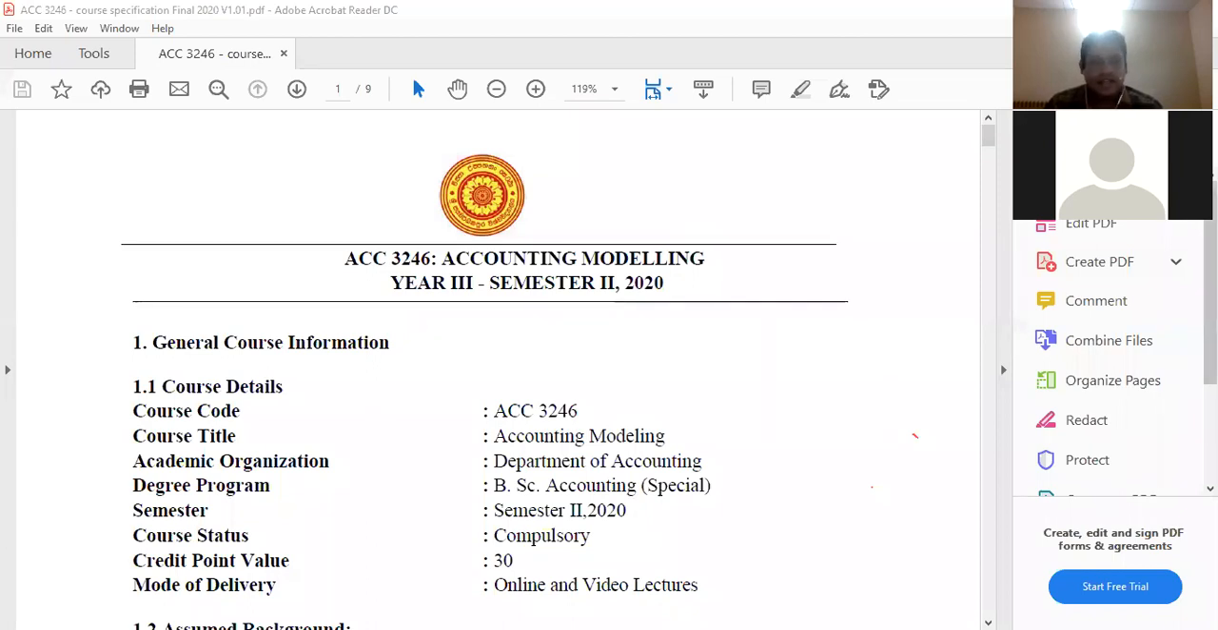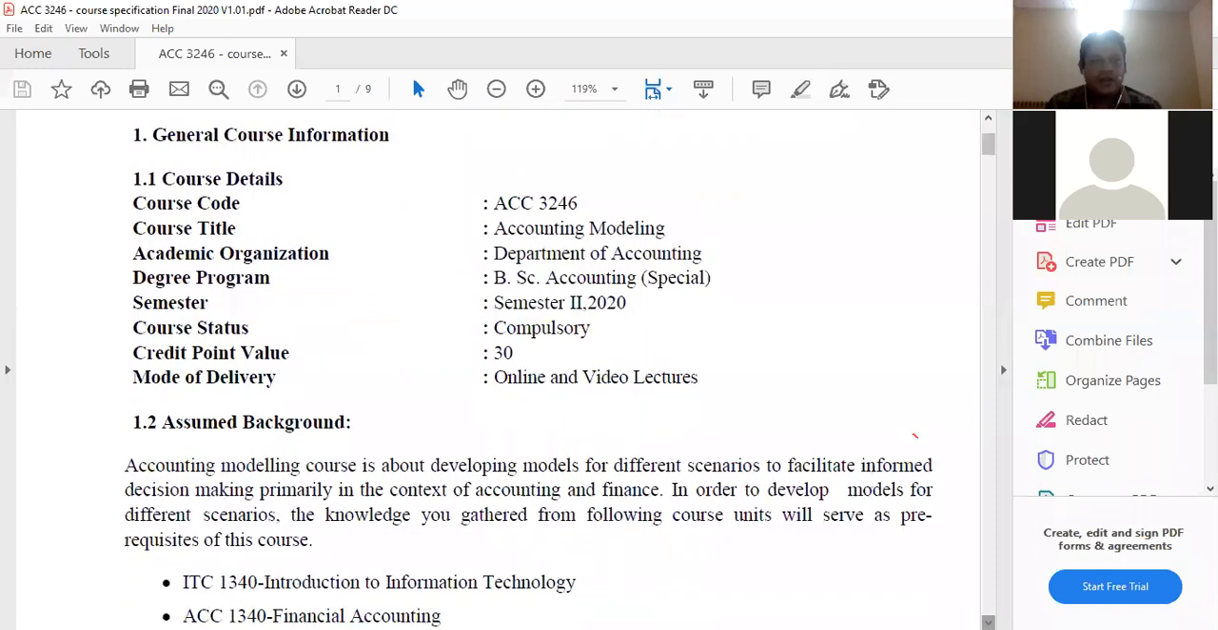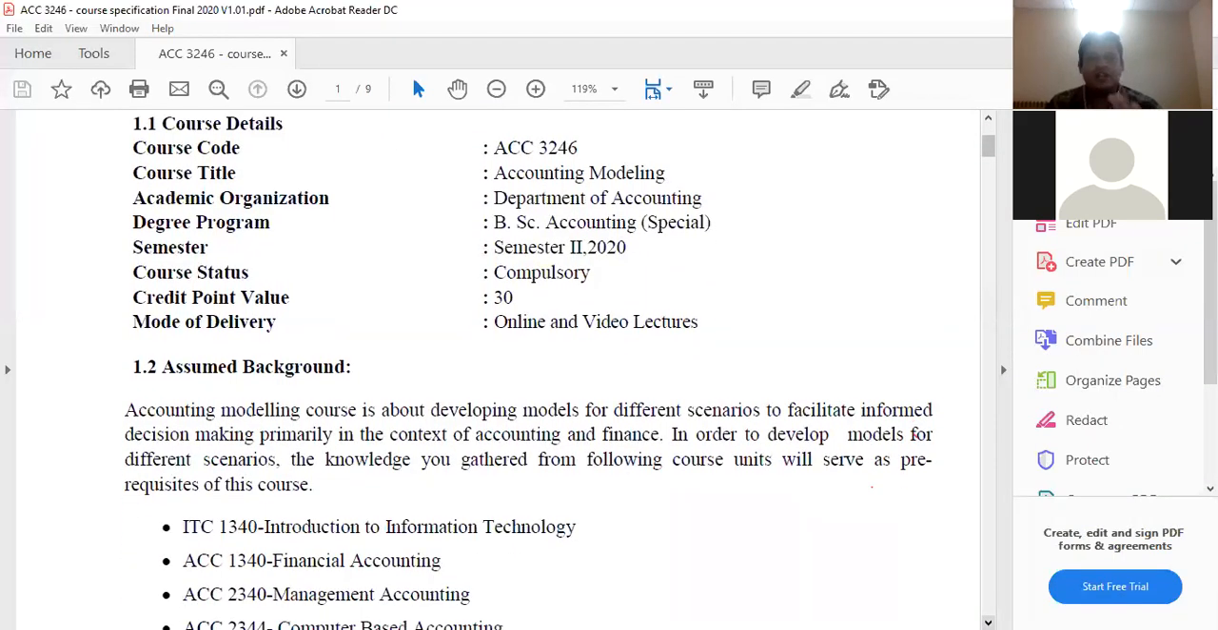Having said that, let me initially take you through the general course information, some of the important information. All this information is already uploaded to the LMS, and I hope you have downloaded the materials in advance and have this material at hand as well.